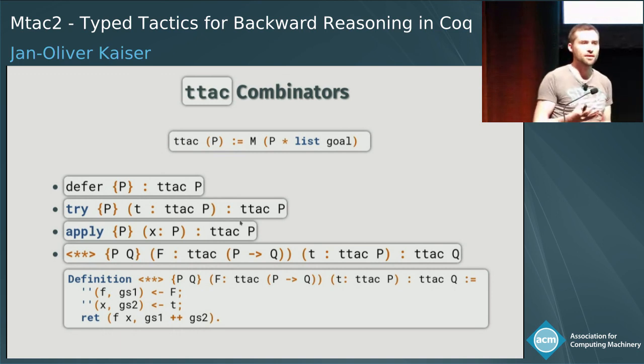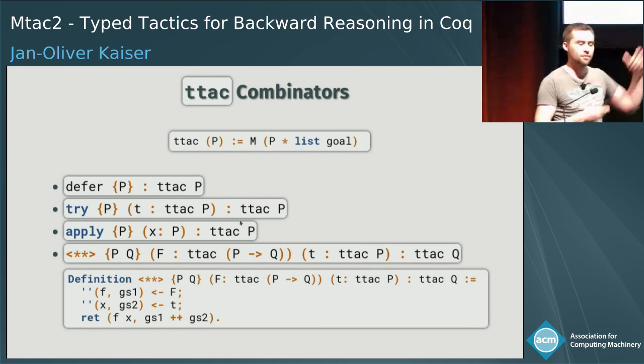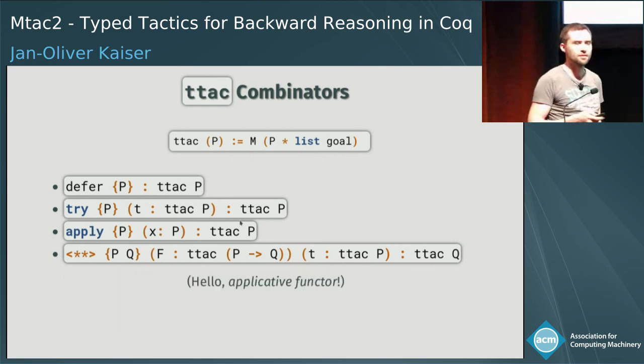We execute the first tactic to get the implication, lowercase f here, and then we execute the second tactic to get a proof of P. And now we can simply apply f to this proof of P, x here, and arrive at a proof of Q, which is what we wanted. And we should, of course, also account for all the dynamically spawned subgoals during the execution of these two tactics. And so we collect them up and return them too. And some of you may have noticed that these two things form an applicative functor.